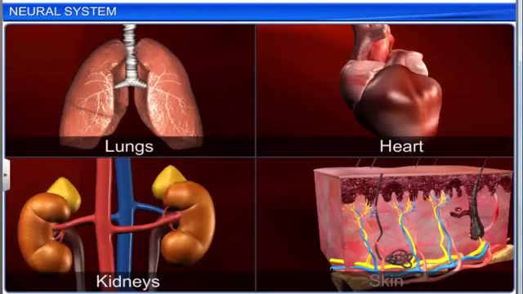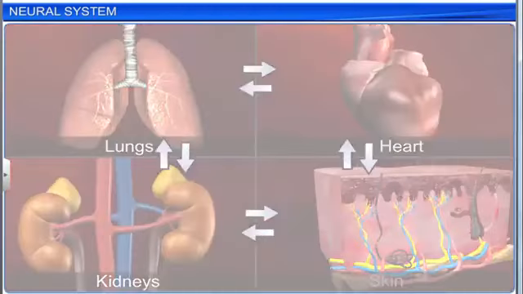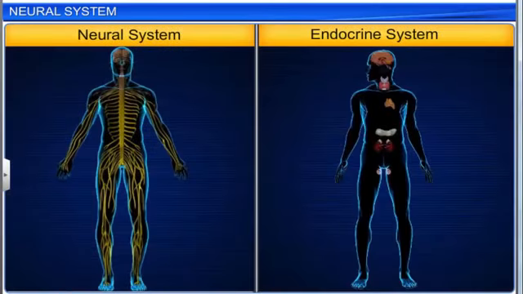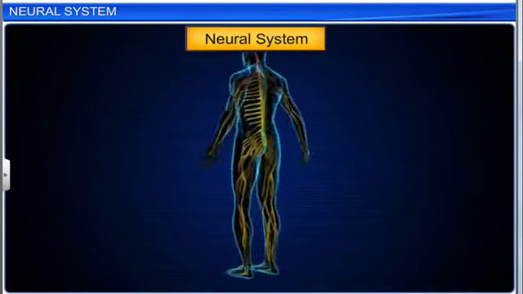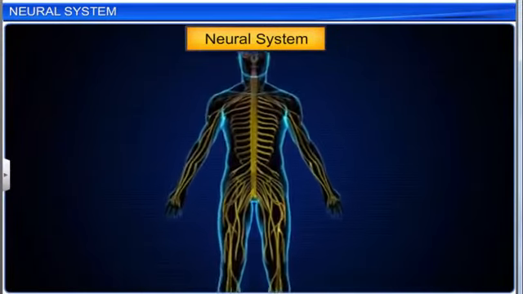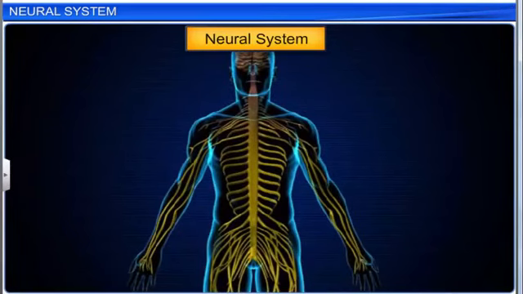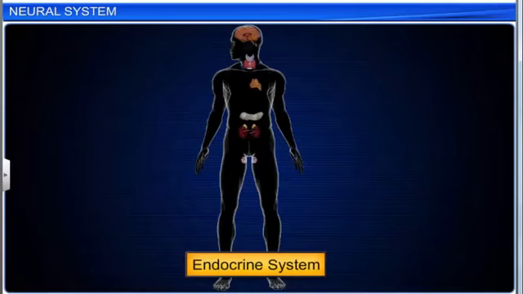This is an example of coordination and integration among organs such as the lungs, heart, kidneys and skin that maintains homeostasis. The two systems in our body that maintain homeostasis are the neural system and the endocrine system. The neural system provides a network of point-to-point connections for quick coordination of nerve impulses. The endocrine system provides chemical integration through hormones. Sometimes it acts very quickly, while at other times it acts with a lag.